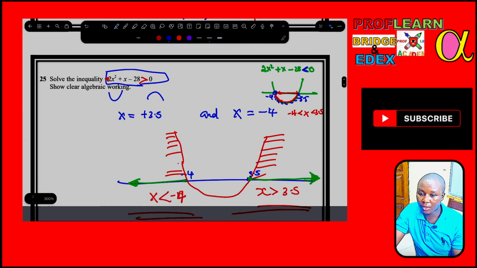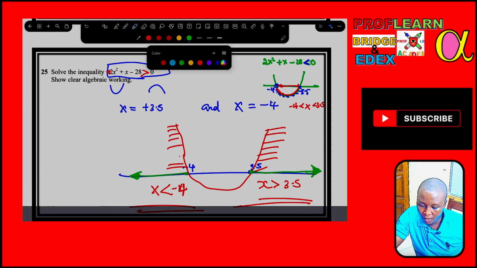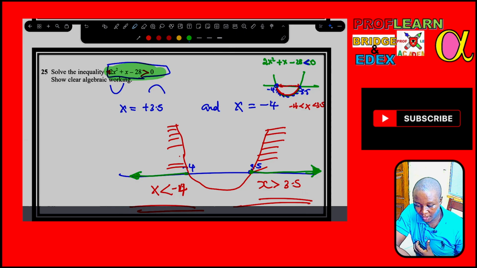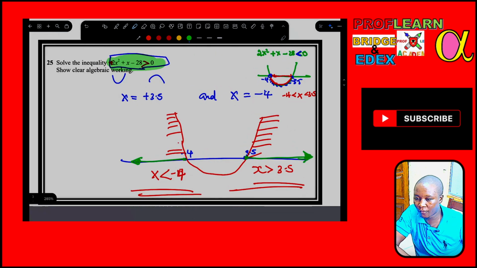Another question that has also given quite many students a challenge is a question to do with solving quadratic inequalities. The first thing you need to understand is that whenever you are told to solve a quadratic inequality, first treat it as an equal sign. Solve it as an equation.